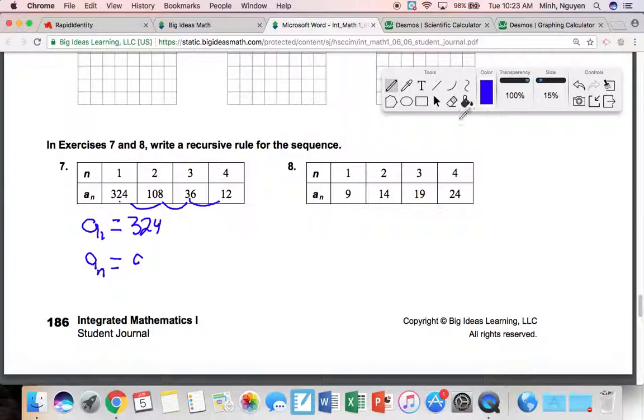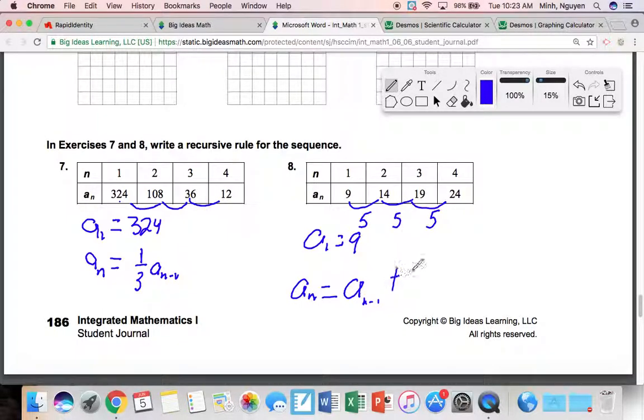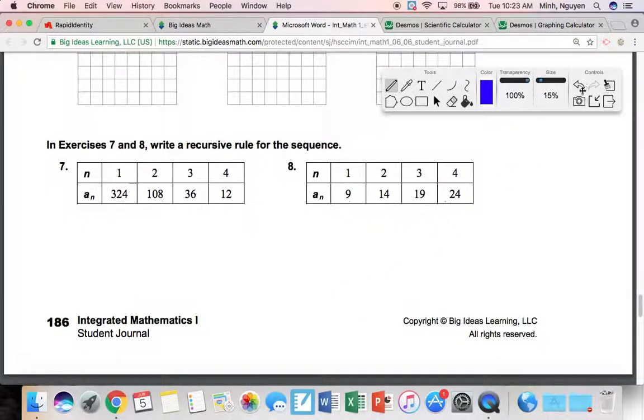Sorry, we already said it, so I'm going to write it nice and neat. 1/3 times the previous number. That's it. Here, how much are we adding? We're adding 5. So we're going to say a of 1 is equal to 9. A of n is the last one plus 5. That's it. You take the last one, you add 5. Okay, erase everything.